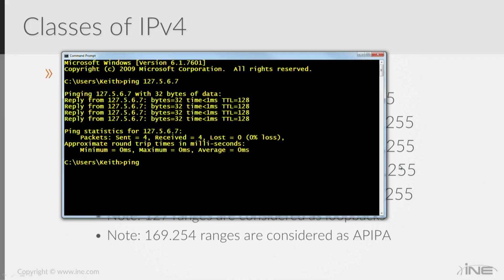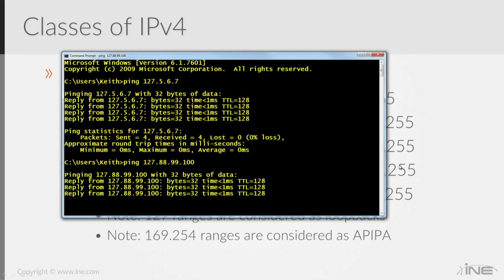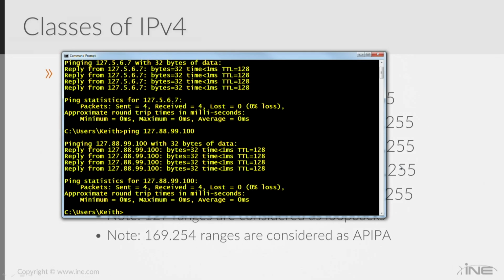And it really doesn't matter what it is, 127.88, 99, 100, just the fact that it's beginning with 127 tells the IP protocol implementation that this is a loopback test. And you can do this on a router or a laptop or anything that gives you the ability to send a packet to 127. So that's what that's reserved for.